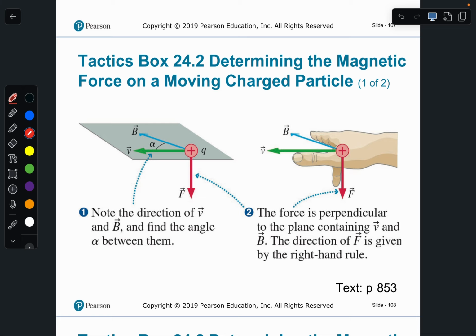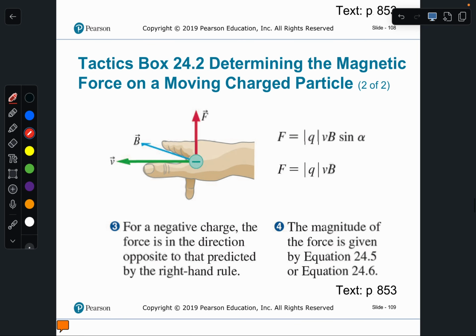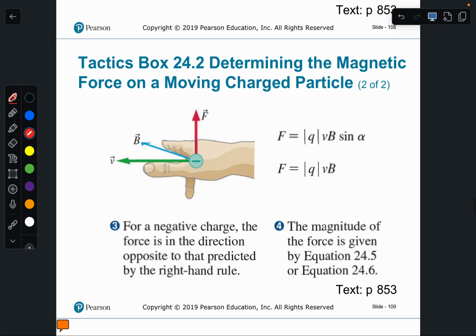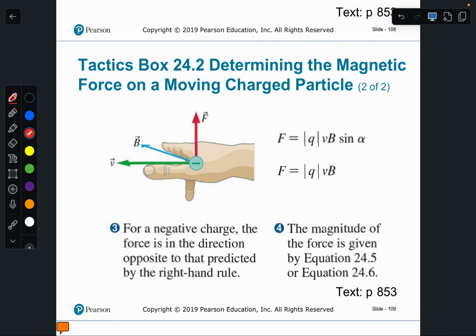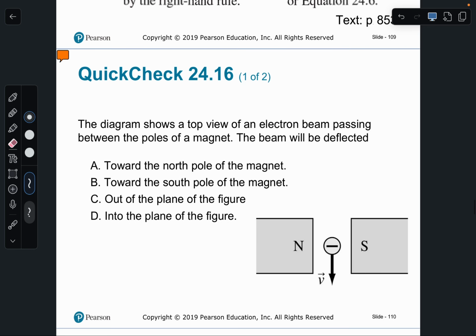The tactics box gives you a little summary, a step-by-step on how to complete these problems. Here is where you can see that the right hand rule switches to the left hand rule when you have a negative charge. Here they kept the right hand, and your force vector is going to be opposite to your middle finger. But if you use your left hand, thumb in the direction of B, B pointing that way, you can see that you get the upward vector. So it's up to you. Choose your own adventure.